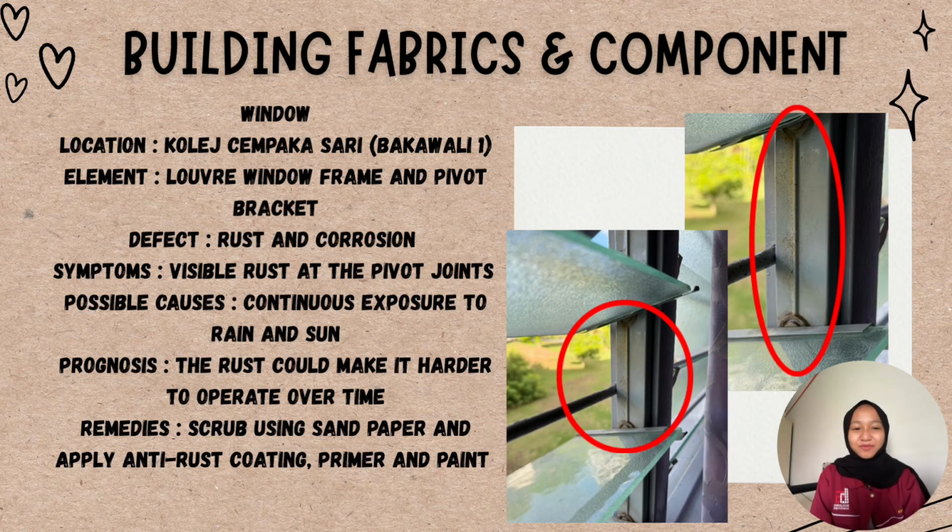Next, building fabrics and component, the element is window. The location is College Cempaka Sari, Bakawali 1. The element is lower window frame and pivot bracket. The defect is rust and corrosion. The symptom is visible rust at the pivot joints. Possible cause of this defect is continuous exposure to rain and sun. Prognosis is the rust could make it harder to operate over time. The remedy is to scrub using sandpaper and apply anti-rust coating, primer, and paint.